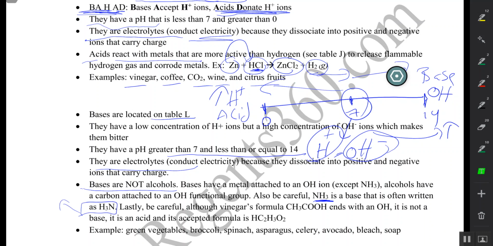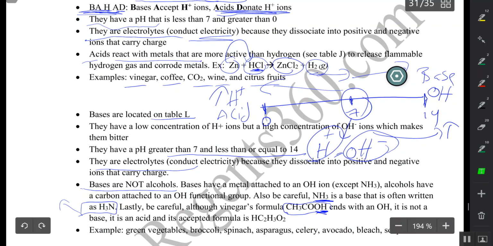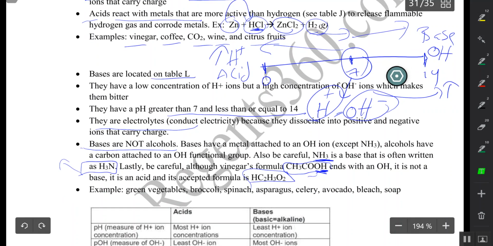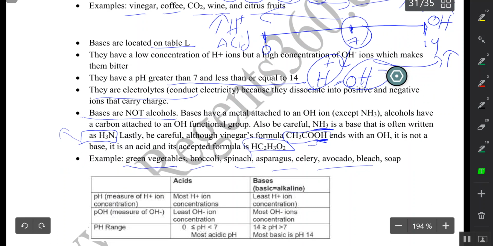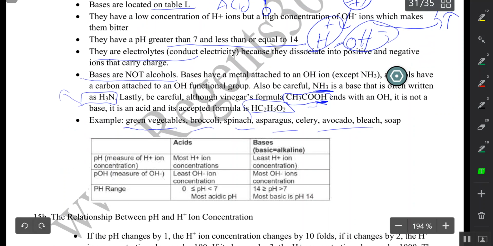Additionally, CH3COOH, this is an acid, not a base, even though it's written and ends in OH. CH3COOH is vinegar, and the official formula for it is right here. Examples of bases that are alkaline are green vegetables, broccoli, spinach, asparagus, all of these. Okay, so here's a quick summary of what I just said.